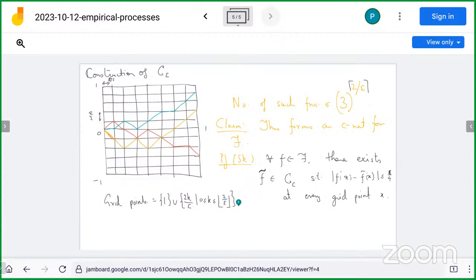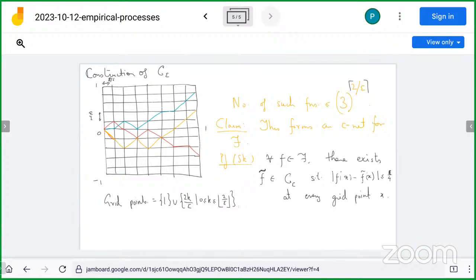So these are the grid points. And the question is why is this true? So firstly, suppose such a thing exists, then is it clear that it is an epsilon net? Why? First of all, is it clear that every function here is Lipschitz? Yeah, that is.